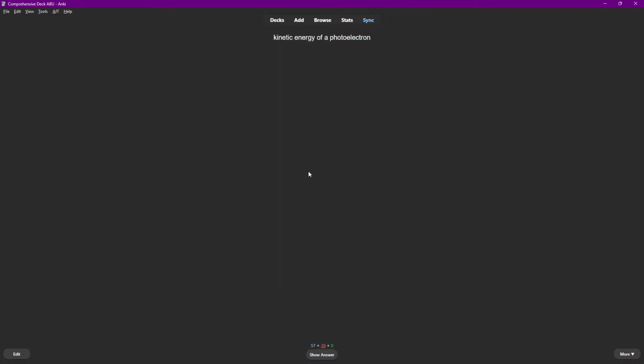Yep. Kinetic energy of a photon. Kinetic energy of a photon equals h times f minus bonding energy. Magnification, m equals negative image over object.